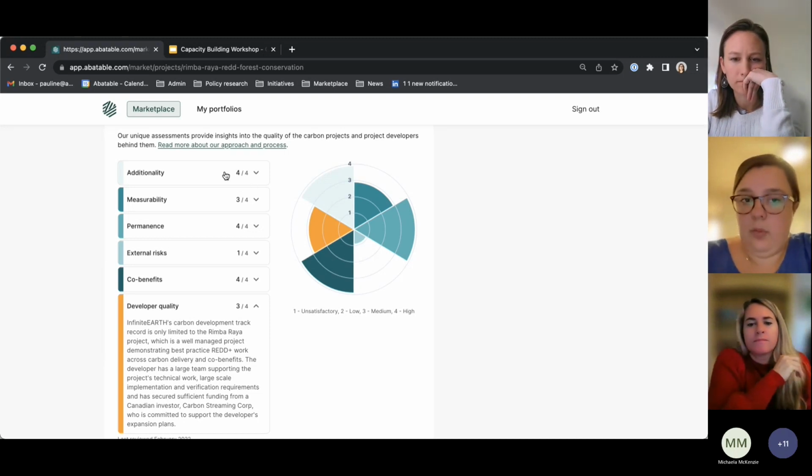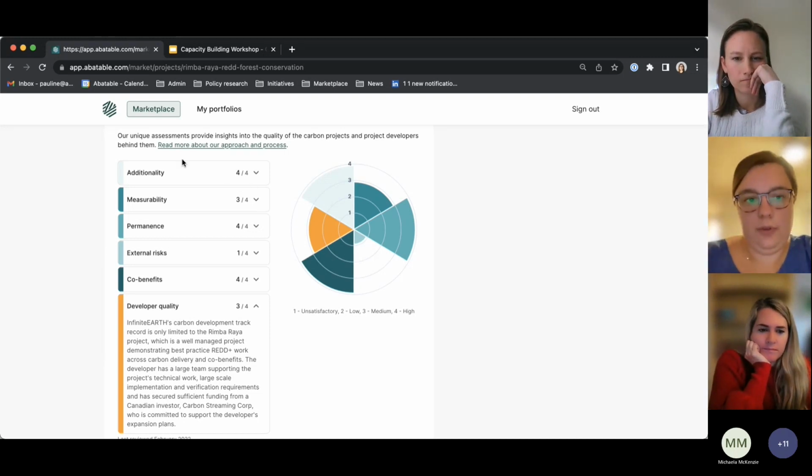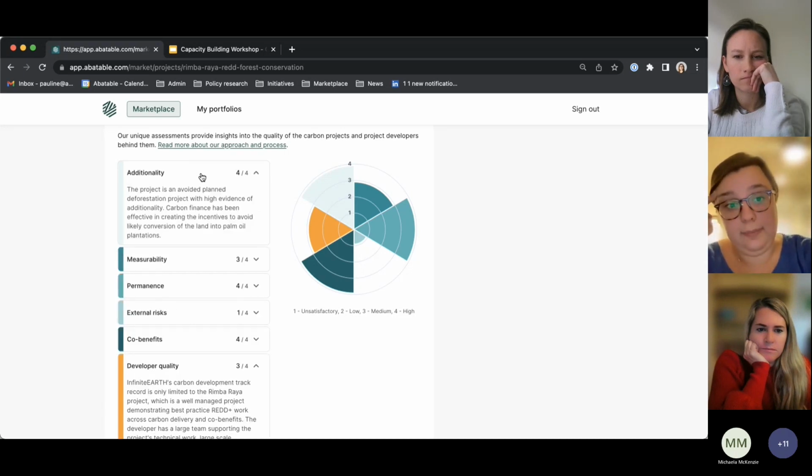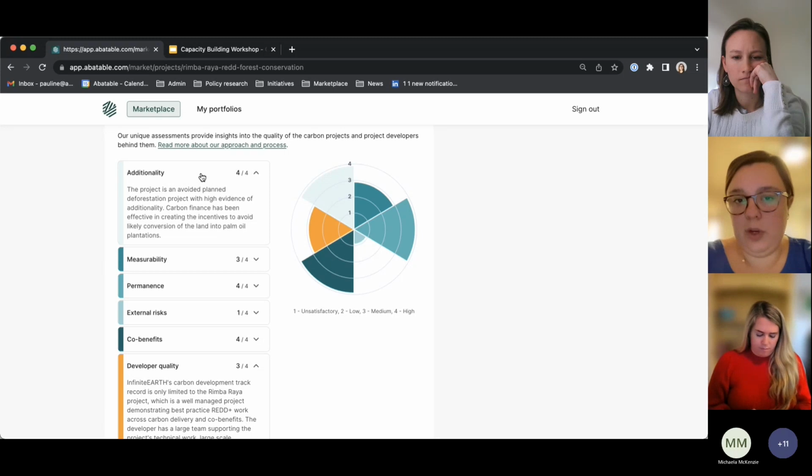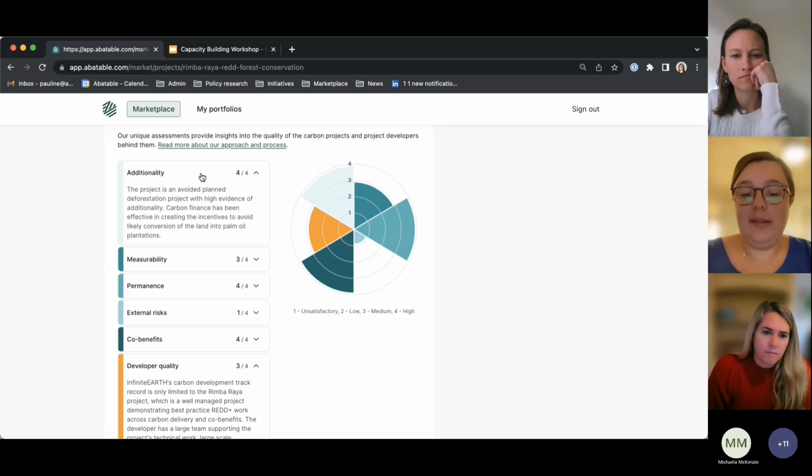At the project level, we'll then be looking for a couple of things, these 5 different factors. First, we'll look for additionality. I would say it's the most important one when it comes to carbon projects, because this is where the risk of greenwashing comes in. Additionality basically looks at, was the carbon finance from the carbon credits actually needed for this project to happen?